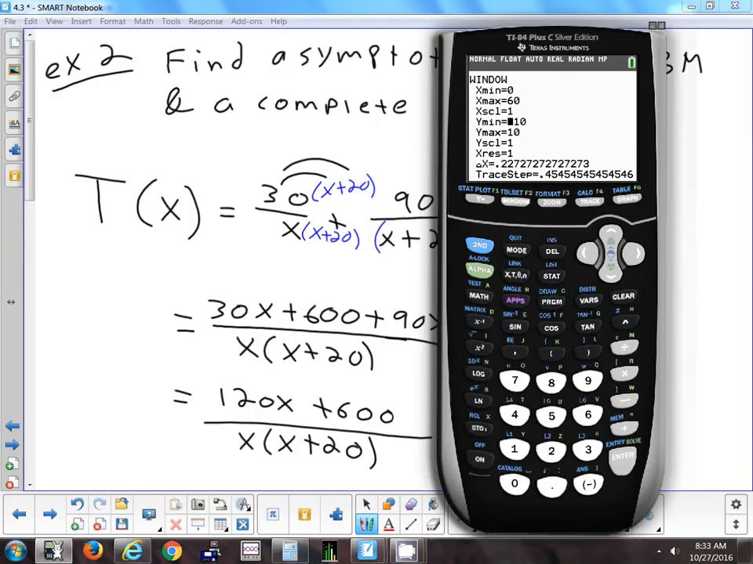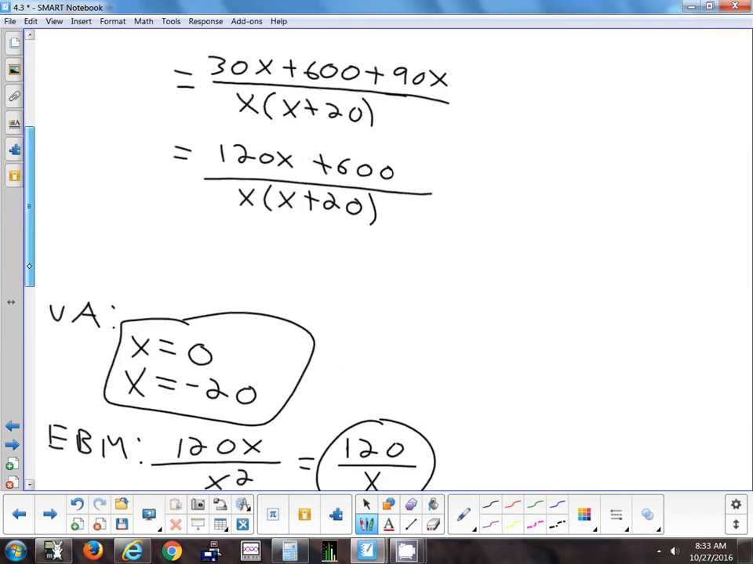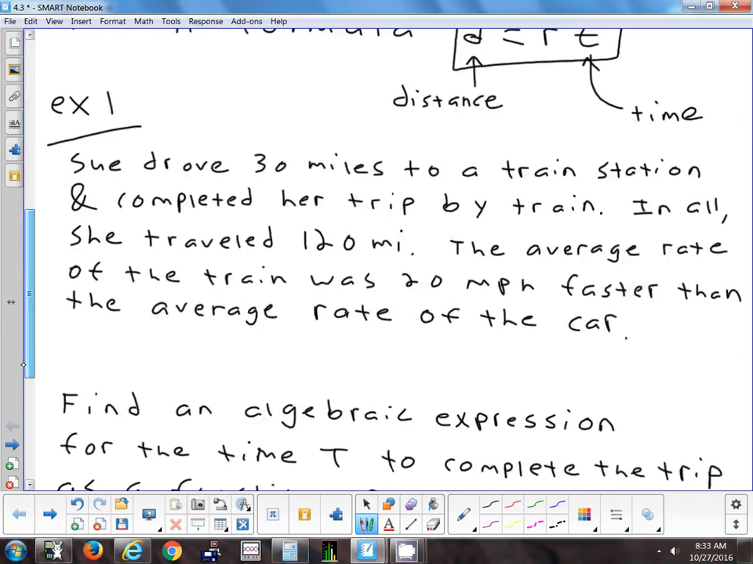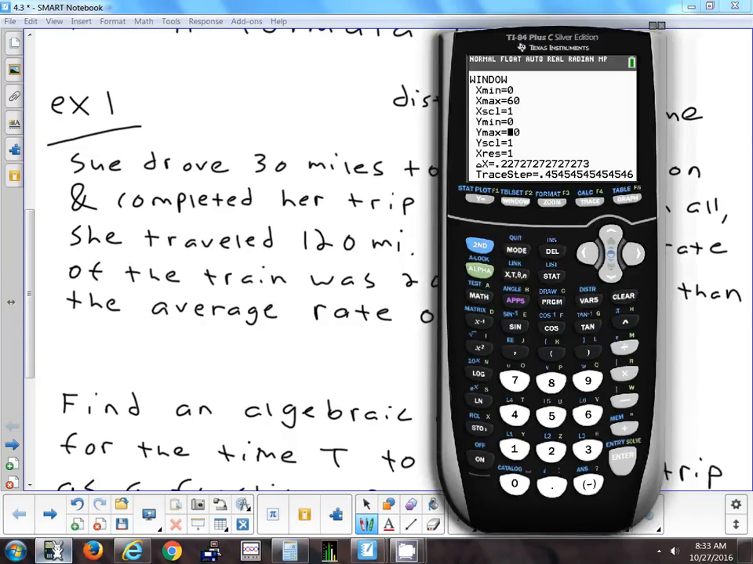Time, can it take negative time to do the trip? Nope. And as far as maximum time, we don't know, okay? But we do know we're measuring our time in, we had miles and then miles per hour. Okay, so we're measuring our time in hours. So we can leave it at 10 hours and see what it looks like. And let's do a standard window. Actually, you know what? No, leave the window the way we set it.